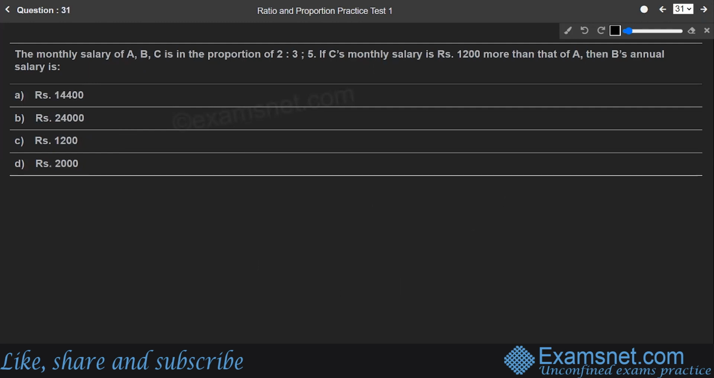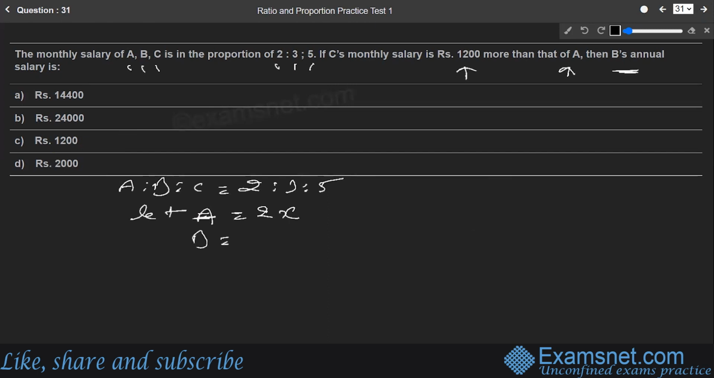Now question 31. They say the monthly salary of A, B and C is in the ratio 2 is to 3 is to 5. If C's monthly salary is rupees 1200 more than that of A, then B's annual salary is what? So what they have given us is the salary ratio of A is to B is to C as 2 is to 3 is to 5. So let us make the salaries actual values. Let the salary of A be 2x, the salary of B be 3x, and the salary of C be 5x. We have converted the ratios into real salary values. Now what do they say?